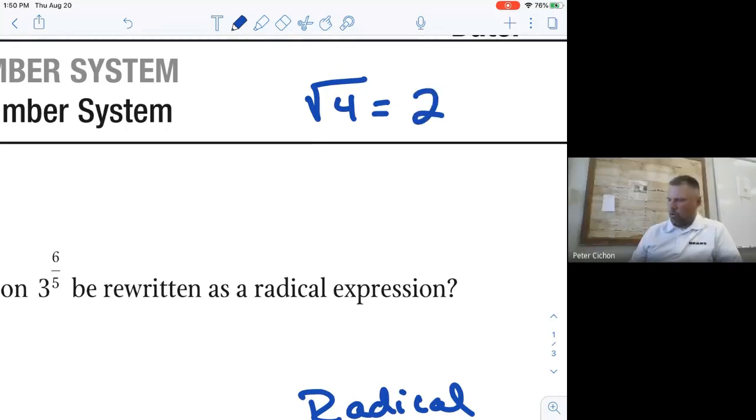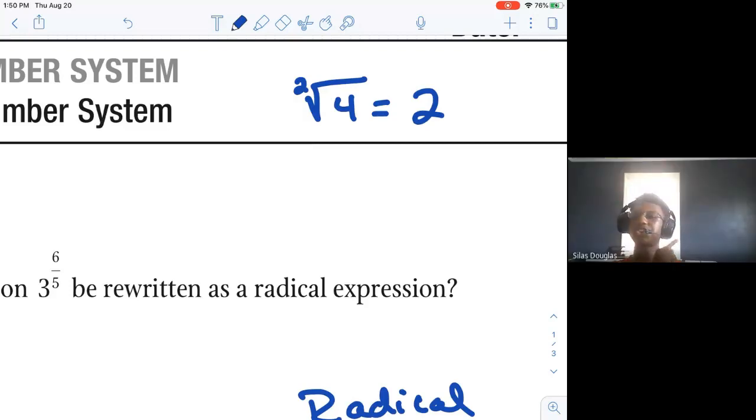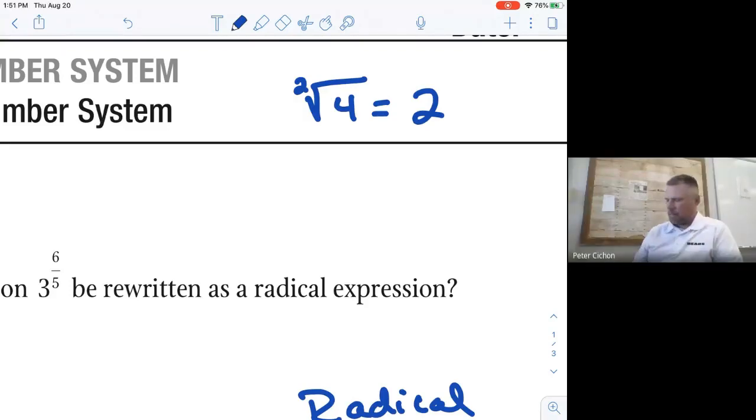Did you know that a square root has an imaginary 2 right there? Who's seen that before? Jump in the chat and say no or yes. It's not always a 2. How about the third root of 8? Who's seen a third root? The third root of 8 is 2.